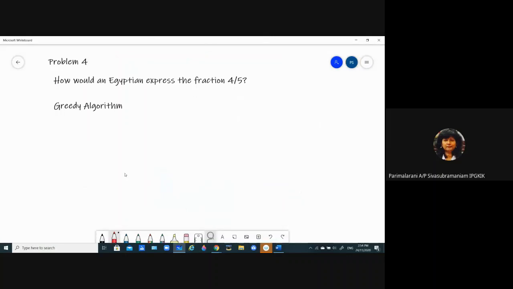Okay, let's start with this. How would an Egyptian represent 4 over 5? Because the Egyptians only use unit fractions, we must rewrite this as the sum of unit fractions. And we are going to use the greedy algorithm. So let's start with 4 over 5. Now what is the biggest unit fraction that is less than 4 over 5?